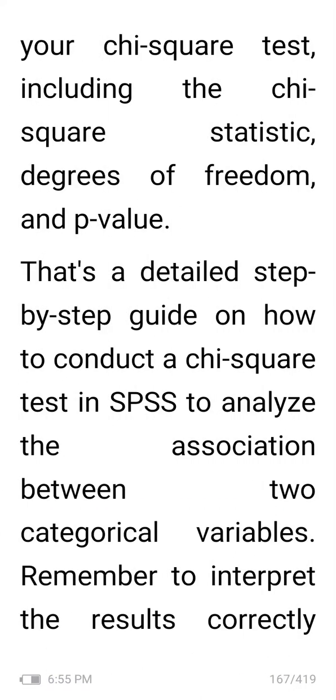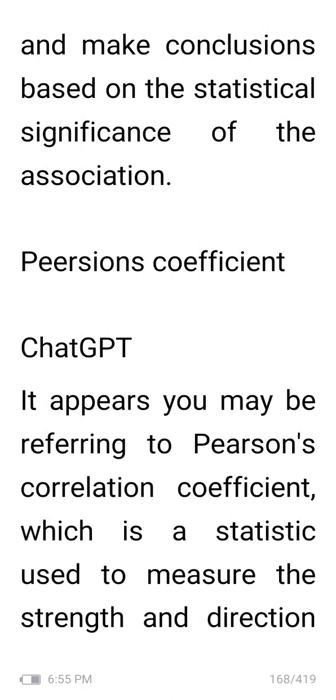Then report the findings. Report the results of your chi-square test, including the chi-square statistic, degrees of freedom and p-value. That's a detailed step-by-step guide. Remember to interpret the result correctly and make conclusions based on the statistical significance of the association.